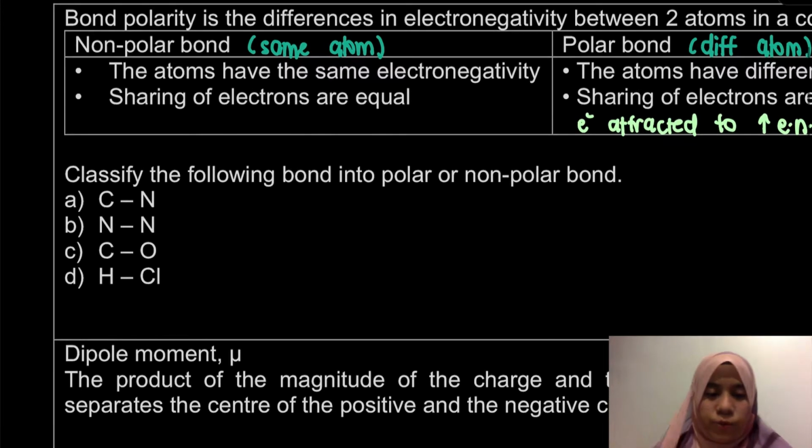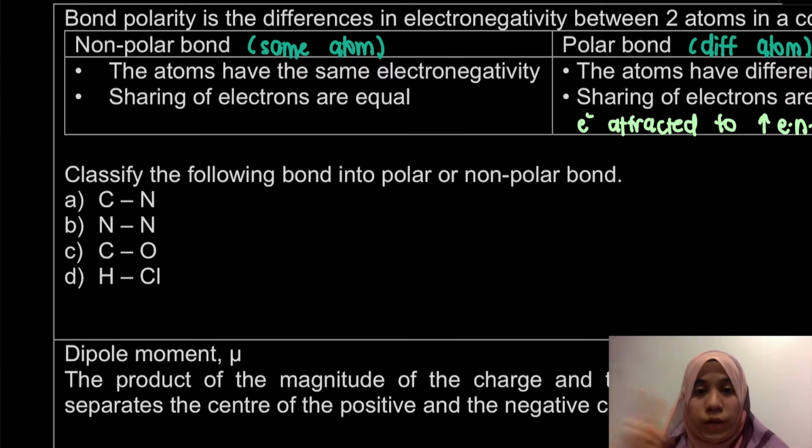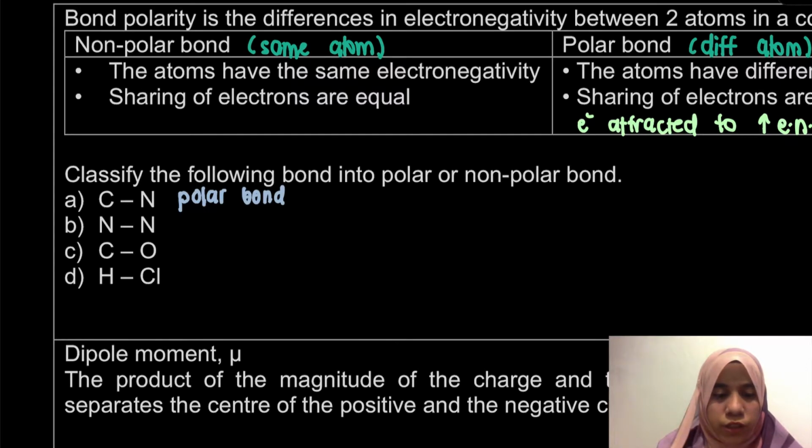Before that, let's classify the following bonds into polar or non-polar. The most important thing is to know whether it is the same atom or a different atom; electronegativity we look at later. Between carbon and nitrogen: is it the same atom or different? It is a different atom, so it is a polar bond. Nitrogen and nitrogen: it is the same atom, so it is a non-polar bond.